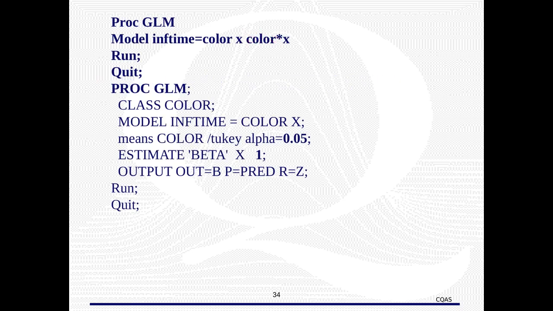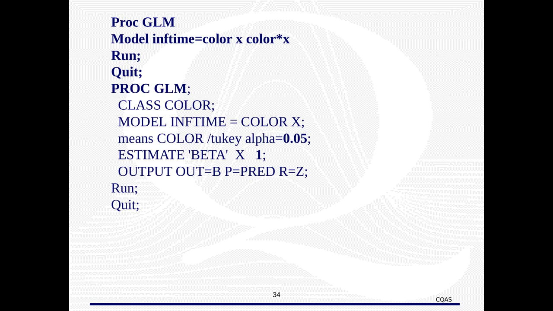Continuing with our balloon example, we now implement the analysis in SAS using PROC GLM. The first approach specifies a model with color and the continuous predictor, along with their interaction term. This allows us to test whether the relationship between the continuous variable and inflation time differs across color groups. The second approach provides more detailed output.